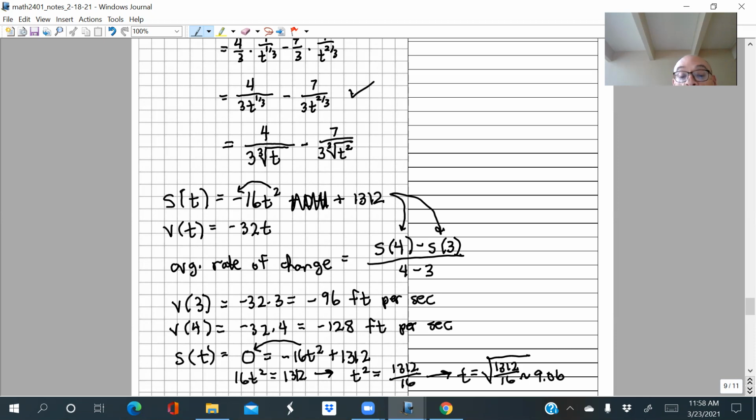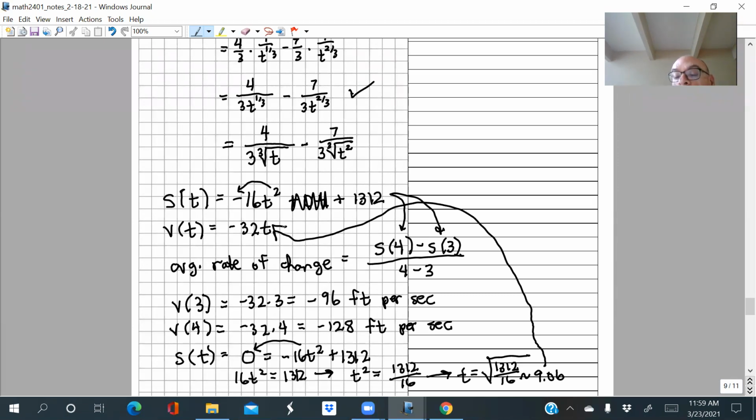Now, the final question was, how fast is it going when it hits the ground? Okay, so it's probably going pretty fast when it hits the ground. So how do we answer that one? Well, there's the time it takes to hit the ground. So you simply take that and plug that into your velocity formula, right?